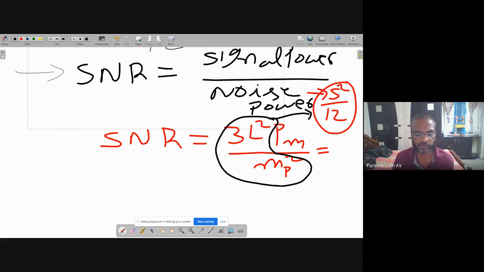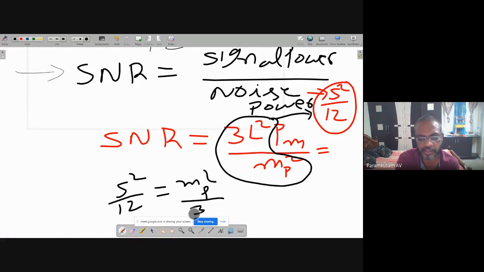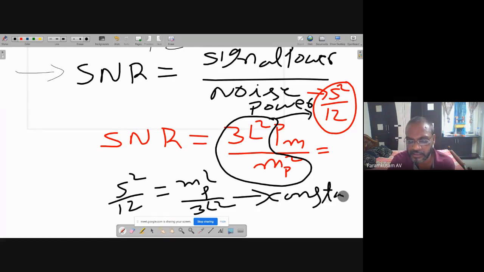You have to note down all these equations. So these are equal. The noise power is equal to MP²/3L², and that is equal to S²/12. So this is the noise power. This is fixed. This is constant.